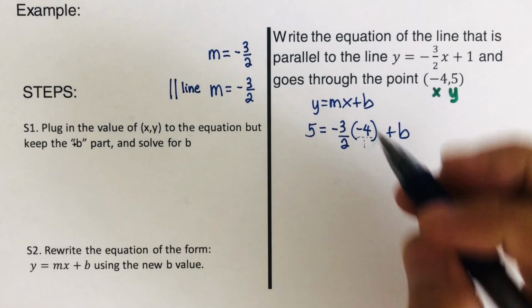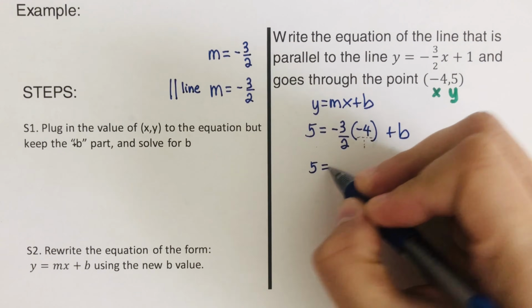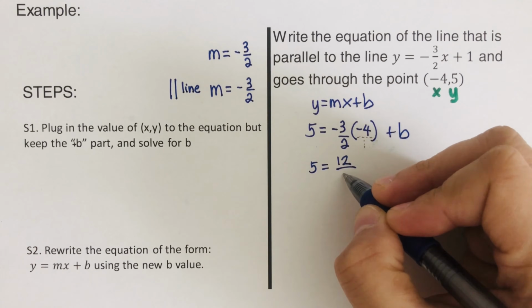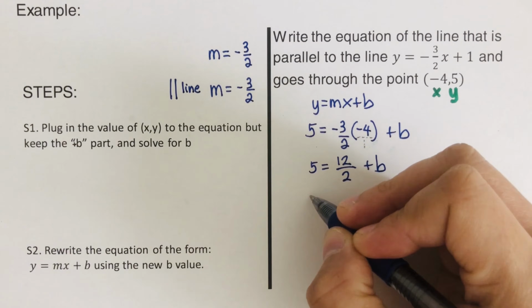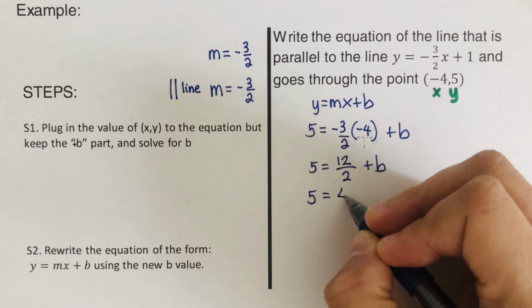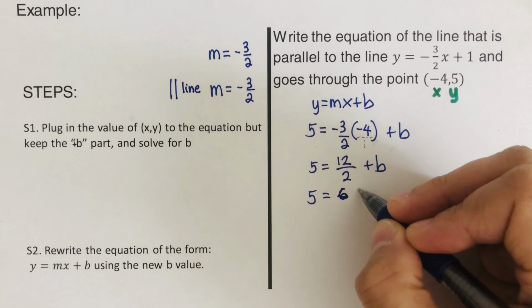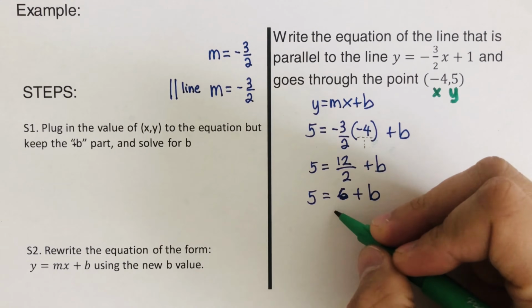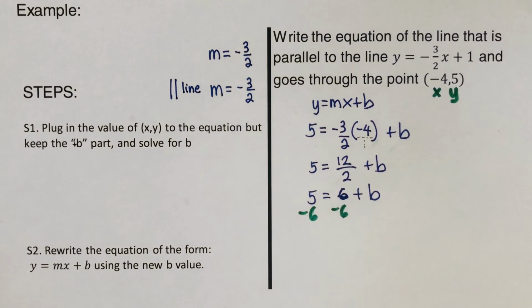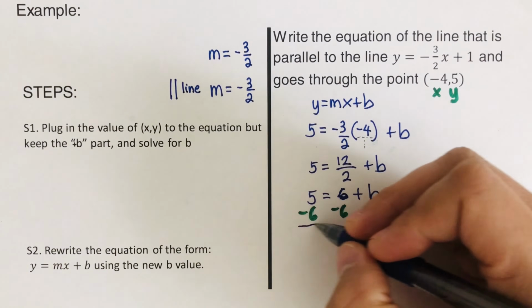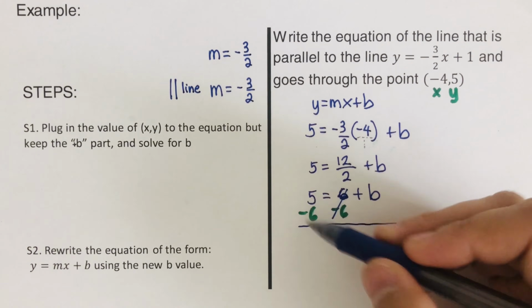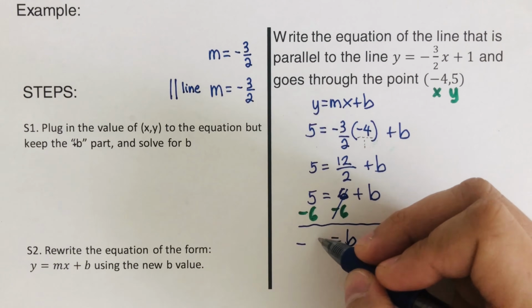So then we multiply them across. So that would be 5 equals -3 times -4 is 12. 2 times 1 is 2 plus b. So we are left with 5 equals 6 plus b. So then we go ahead and subtract 6 from both sides. So that would be a -6 and -6. So then we are left with just the y-intercept, which is b on the right side. So 5 minus 6 is -1.